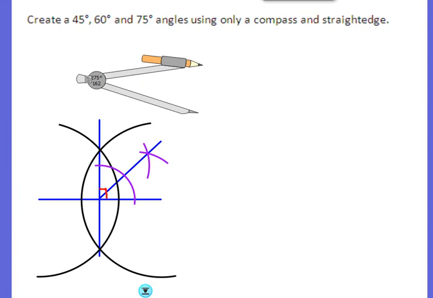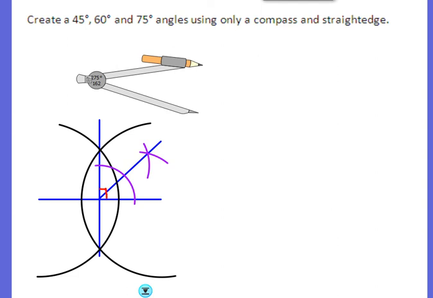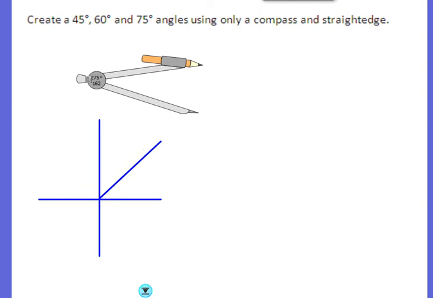And now I'm going to erase all this stuff that I just drew in there. Just know you wouldn't need to do this. Now we know we have a 45-degree angle. And either one of these will be 45. You could use the top or the bottom. Now we want a 60-degree angle. And how do we do that?